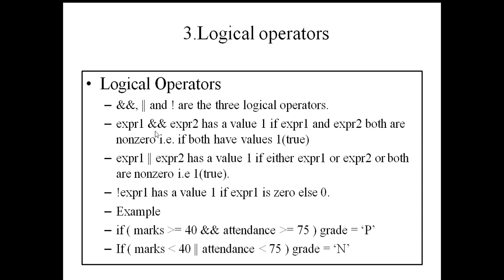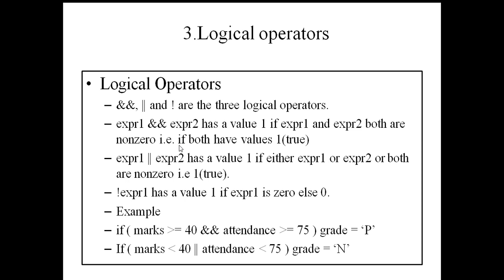So expression 1 ampersand ampersand expression 2 has value 1 if expression 1 and expression 2 are both non-zero, that is both have value 1, that is true. So logical and will become true only if both expression 1 and expression 2 are non-zero.